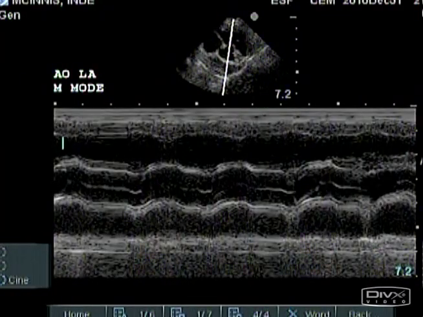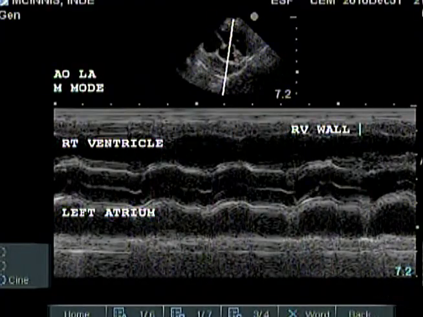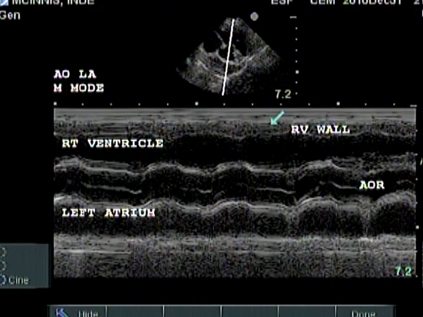You see the anechoic chambers of the right ventricle and the left atrium. The right ventricular free wall is in the near field, and the left atrial free wall is in the far field. The hyperechoic walls of the aorta are in the center of the ultrasound screen.